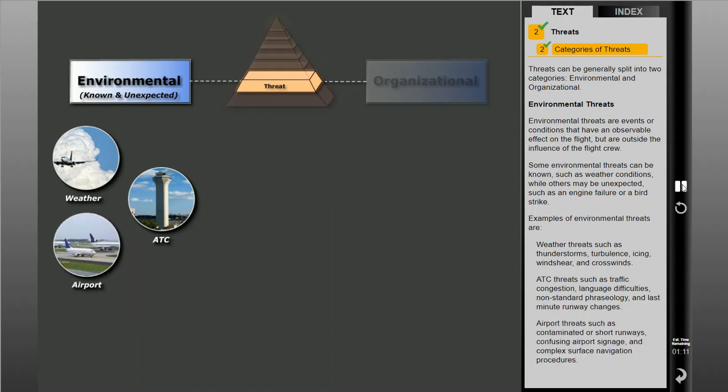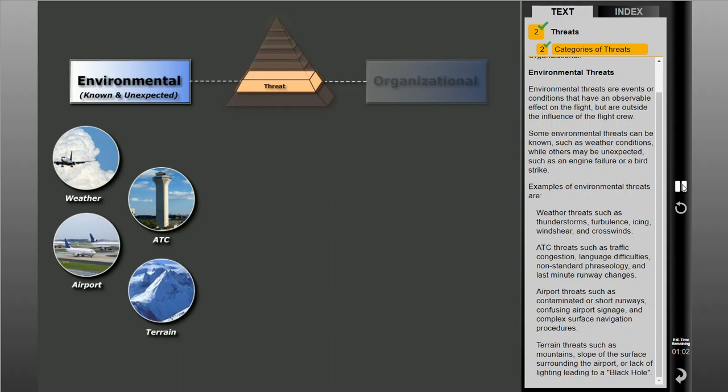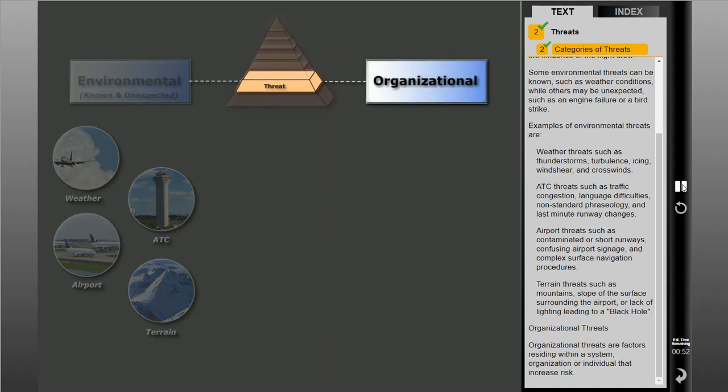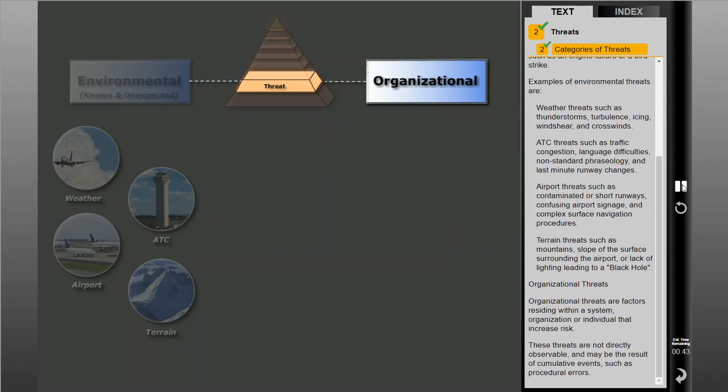Airport threats, such as contaminated or short runways, confusing airport signage, and complex surface navigation procedures. And terrain threats, such as mountains, slope of the surface surrounding the airport, or lack of lighting leading to a black hole. Organizational threats are factors residing within a system, organization, or individual that increase risk. These threats are not directly observable and may be the result of cumulative events, such as procedural errors.